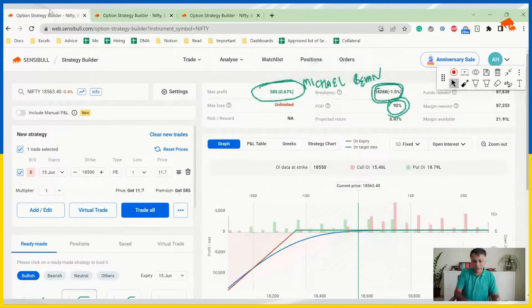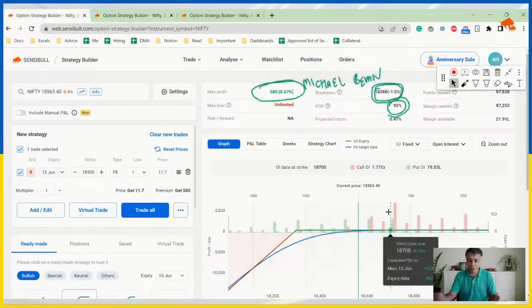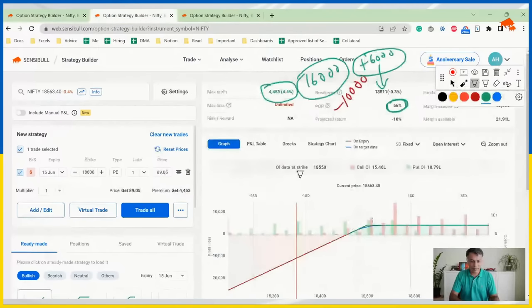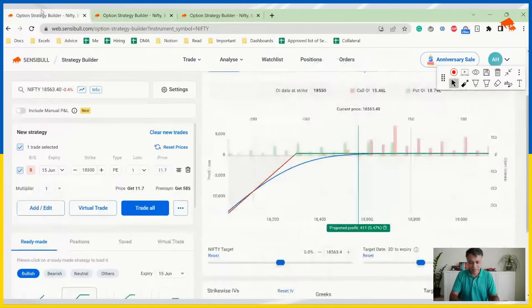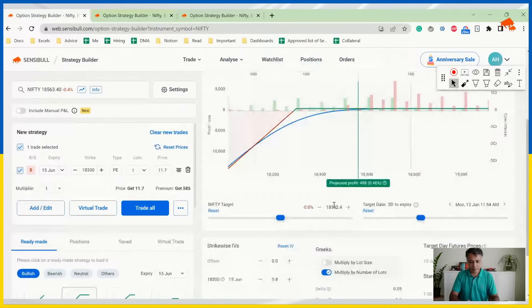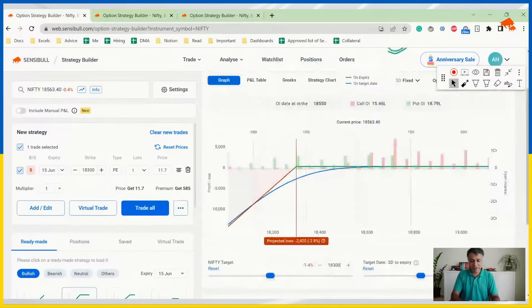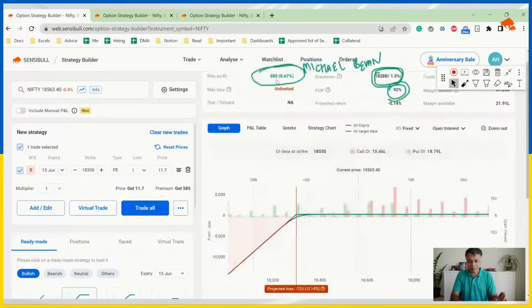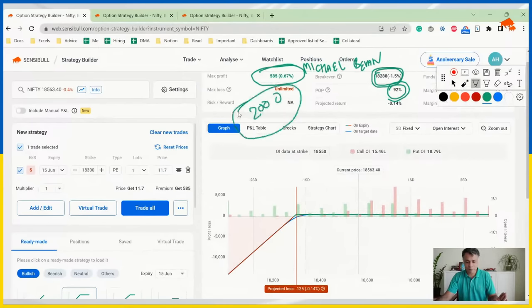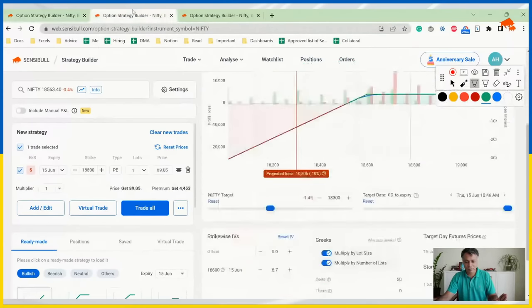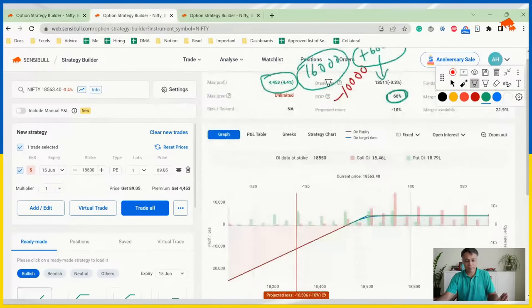But if I am right 4 times and I am wrong that 1 time and it goes to, how much is the target? 18,300, right? Oh, at 18,300 I'm still fine. I don't lose money. So I'll go to expiry day. I won't lose any money, but I have only made 4 into 585, which is roughly 2000 rupees. So despite the fact that I was wrong, I made 2000 rupees here, but it's better to take this trade because the premium is much more juicier and you make 4000 rupees every time.